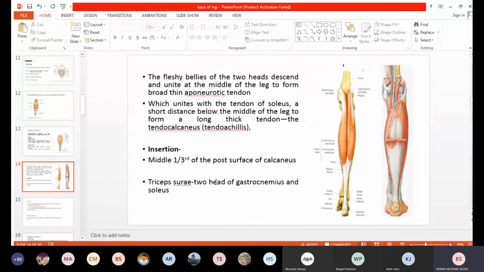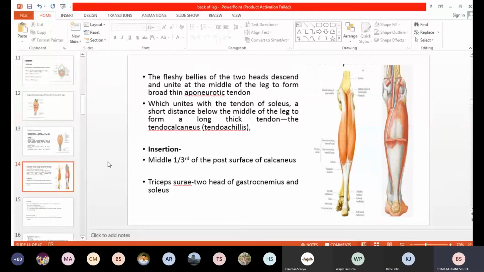These three structures together are known as the triceps surae. Now you have to remember this again for MCQ: the structures forming the triceps surae. We may give an option like the plantaris also, but the soleus and the gastrocnemius, not the plantaris, form the triceps surae. So the two heads of the gastrocnemius and the soleus together form the triceps surae.